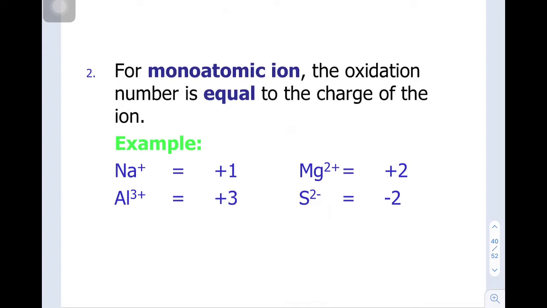Second rule: for a monoatomic ion, the oxidation number is the same as the charge of that ion. Look at the first example: the sodium plus ion. The oxidation number of sodium when it exists as this monoatomic ion is +1, following its charge. Aluminium 3+: the oxidation number of aluminium as this ion is +3. If we have sulfide as 2-, the oxidation number of sulfur is -2.